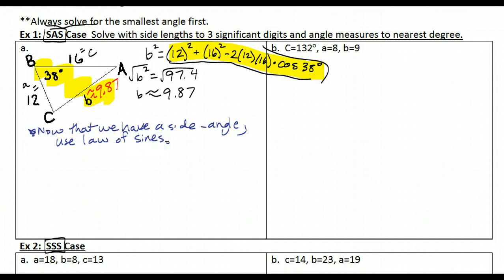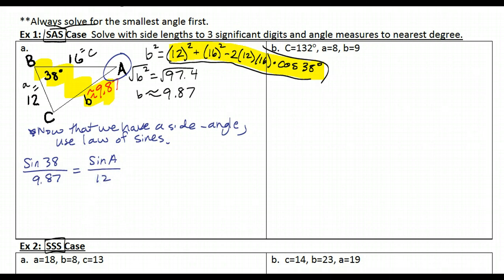And I got to figure out which angle to solve for first. So when I look at this, side C is larger than side A, so I'm going to find angle A first because it's a smaller angle. So I'm going to use the one I know, which is B, so sine of 38 divided by 9.87, and then I'm going to solve for angle A, so sine of A divided by 12.